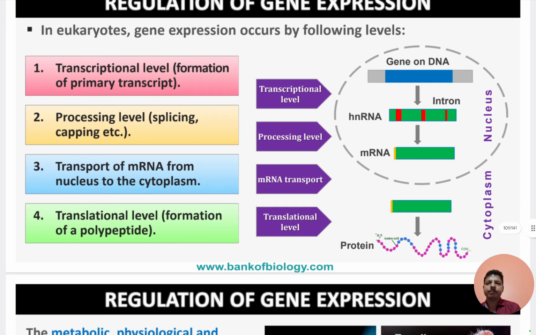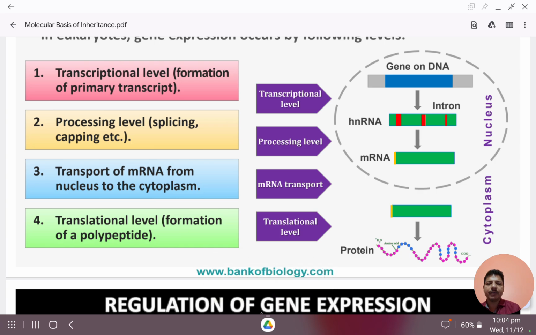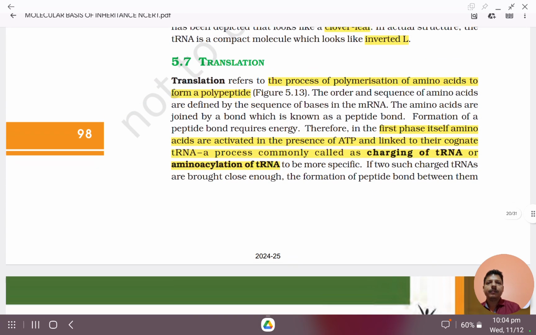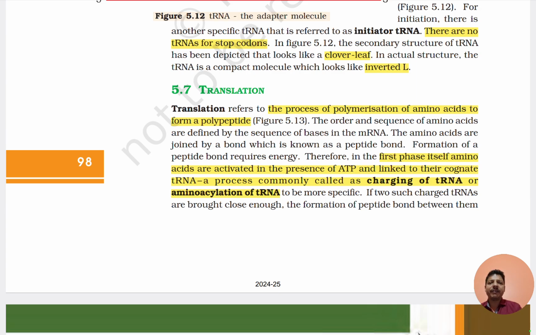Regulation of gene expression. Before starting this, let's see what your NCERT says. The same points are given as we see in that PDF. Translation is the process of polymerization of amino acids to form a polypeptide. The order and sequence of amino acids are defined by the sequence of bases in the mRNA. The amino acids are joined by a bond known as a peptide bond. Formation of a peptide bond requires energy. Therefore, in the first phase itself, amino acids are activated in the presence of ATP and linked to the cognate tRNA, called charging of tRNA or aminoacylation of tRNA.